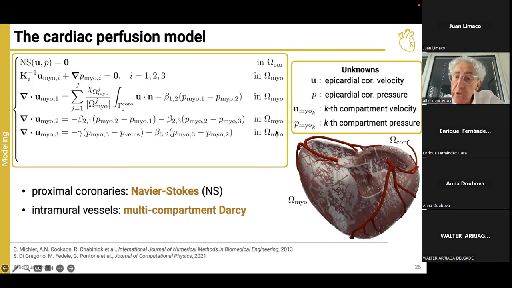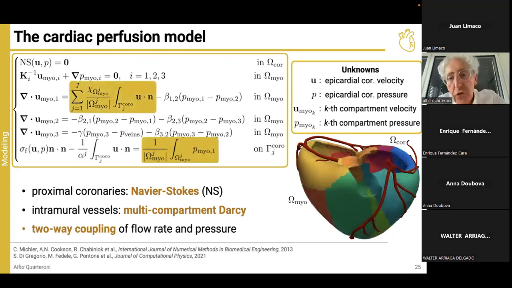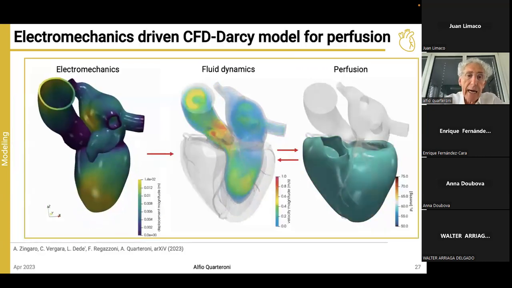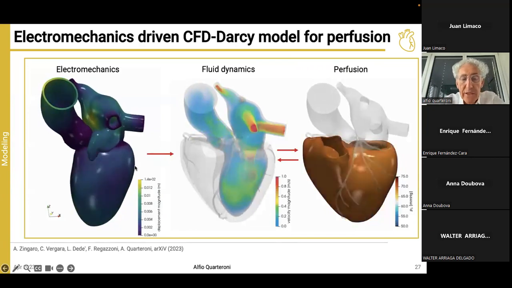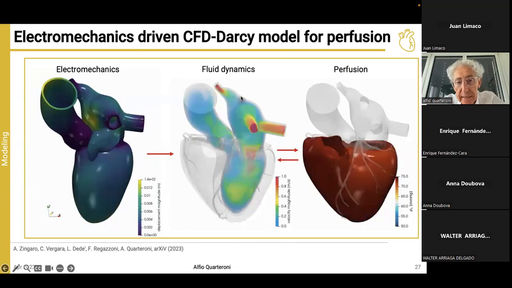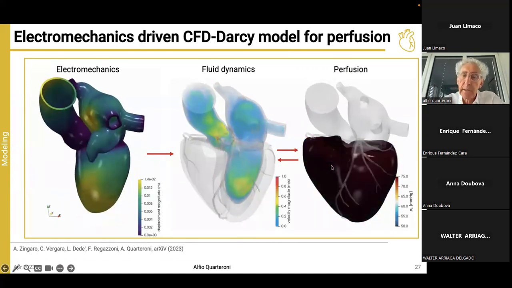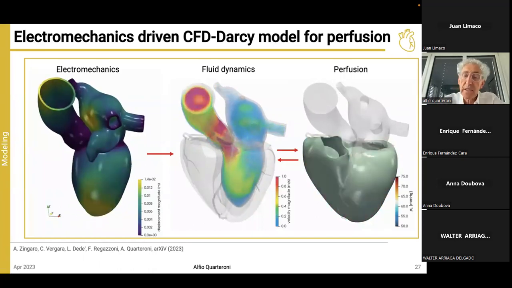And we use Navier-Stokes equations in the large coronaries, but we use the Darcy equation for the small coronaries. And actually, we are using a multi-scale Darcy model. In every point, we assume that there are coronaries with 3 different scales that coexist together. So we have the Darcy equation on 3 different scales, and all these are interconnected. And of course, they exchange information among them. So this is what we solve, and what you see here is the electromechanical model, which activates the fluid dynamics model, and in its turn, it activates the perfusion of the myocardium. So these are the logical processes that occur in the heart.